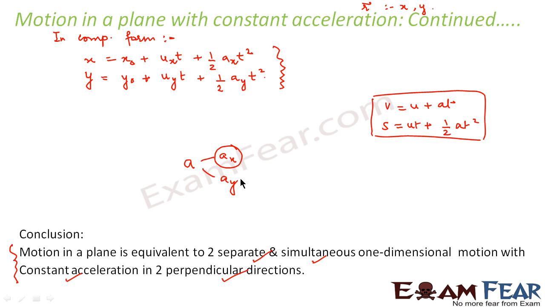Ax and ay are the two accelerations in two perpendicular directions. So one is along this direction, the other one is along this direction. So what we can say is motion in a plane is equivalent to two different one-dimensional motions with constant acceleration in two perpendicular directions. I hope that I am able to explain clearly how we can relate a motion in a plane to one-dimensional motion as far as the equations are concerned. Now, if you have understood it clearly, on this particular topic, we will solve a few numericals.